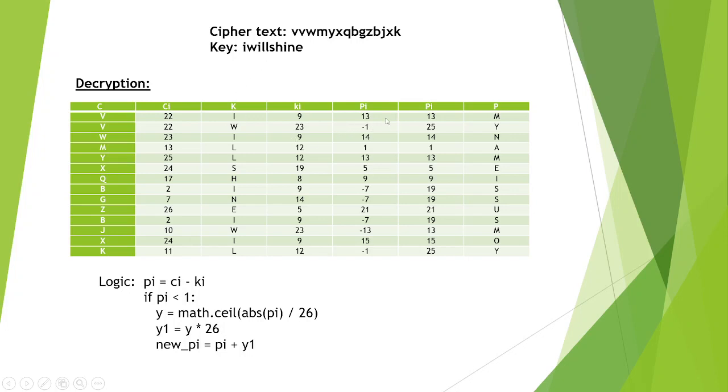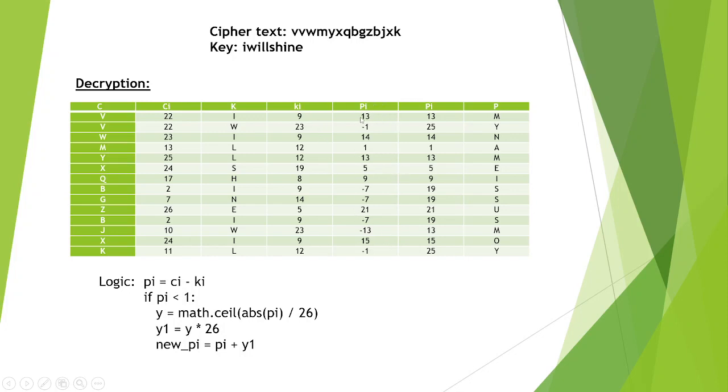Then we have the PI. So for finding the PI, what do we need to do here? The logic is PI equals CI minus KI, then we will get the PI value. Then 22 minus 9, we get 13. 22 minus 23, we get minus 1. 23 minus 9, we get 14. 13 minus 12, we get 1. 25 minus 12, we get 13, and so on. Like this, we get the values.